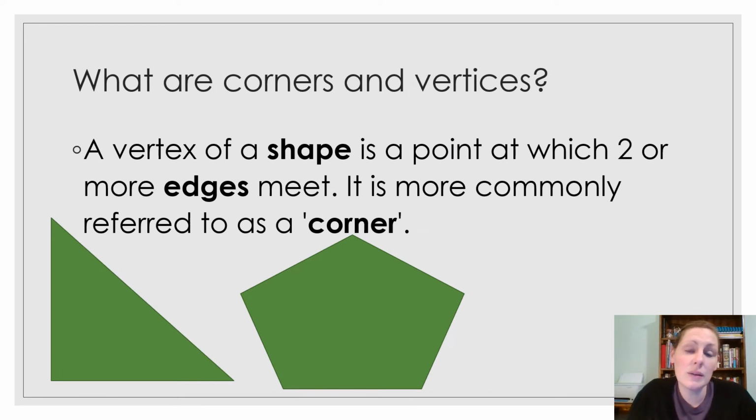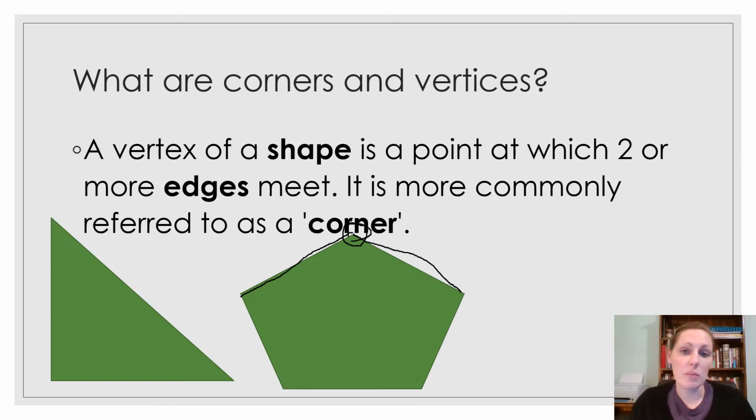Another term you're going to need to know is vertex or corner. So these mean the same thing. People in math class might call them vertices more, but in our day-to-day life, we'd probably refer to them as corners. I need you to know both terms though. A vertex of the shape is a point at which two or more edges meet. It is more commonly referred to as the corner. So here we have this edge of the shape, or side. This side here and this side here meet at the corner, or the vertex.